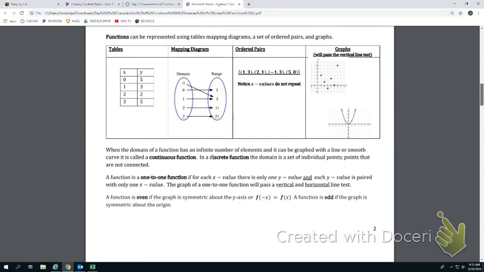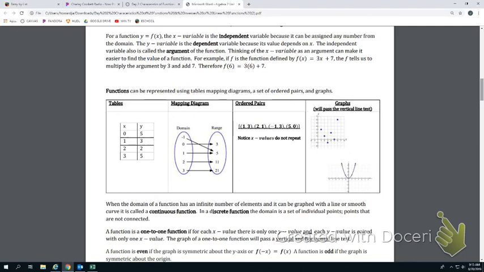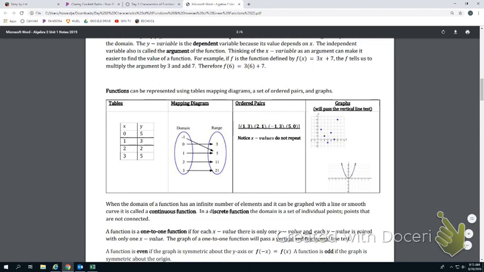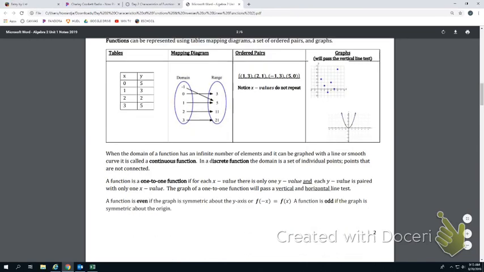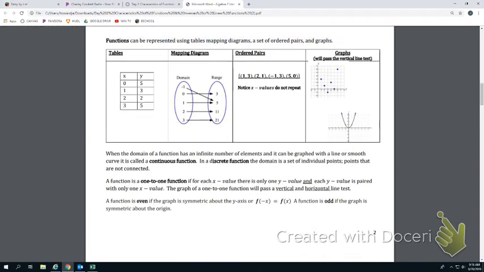Going down to these right here, these are different representations of functions. You've got a table, mapping, ordered pairs, and graphs. The one that we won't deal with a lot is the mapping diagram, but tables, ordered pairs, and graphs we will be dealing with a lot.